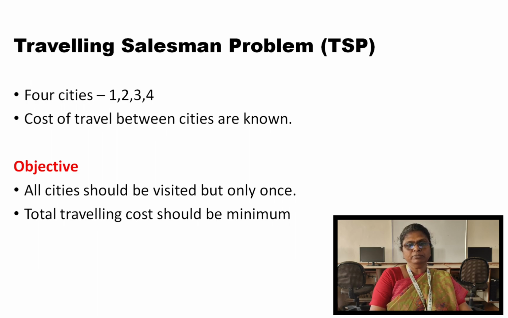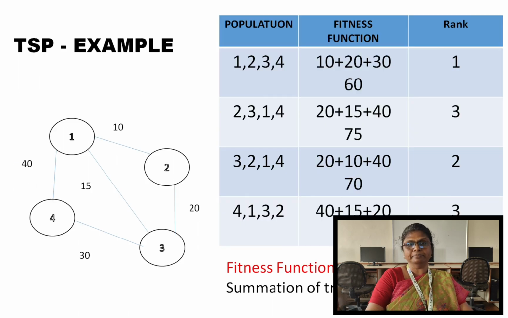So what is the objective of our problem? What is the solution we are going to find out? All cities should be visited, but only once, and the total travelling cost should be minimum. These two are the main objectives. So let us take this example.